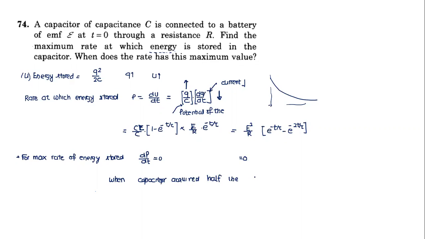Or you're saying at that particular instance, when the rate at which energy is stored is maximum, this term is equal to E by 2. So the potential of the battery is equally shared across the resistor and the capacitor. That's the time when the rate at which energy is stored is maximum, and we can calculate the maximum rate. Once we find the charge, we substitute the value of Q and I, and we can find the maximum rate at which energy is stored.